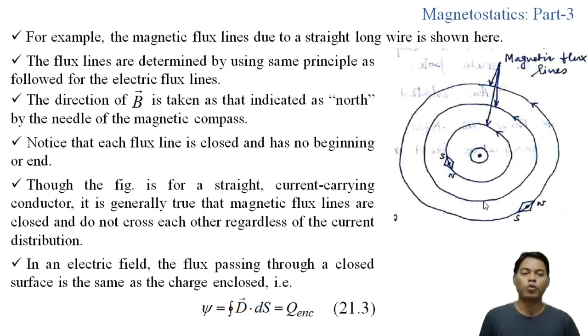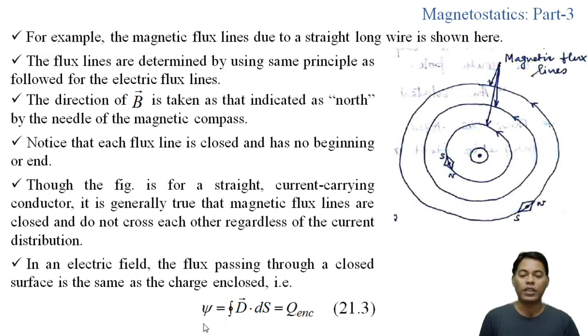Now we move to understand why the magnetic flux lines do not cross each other and why they are closed. To understand this, we need to again recall the case of electrostatics. In electrostatics, we considered that the flux passing through a closed surface is the same as the charge enclosed by that surface. So the total flux psi equals the surface integral of D dot dS, which equals Q enclosed. That we have seen in electrostatics.